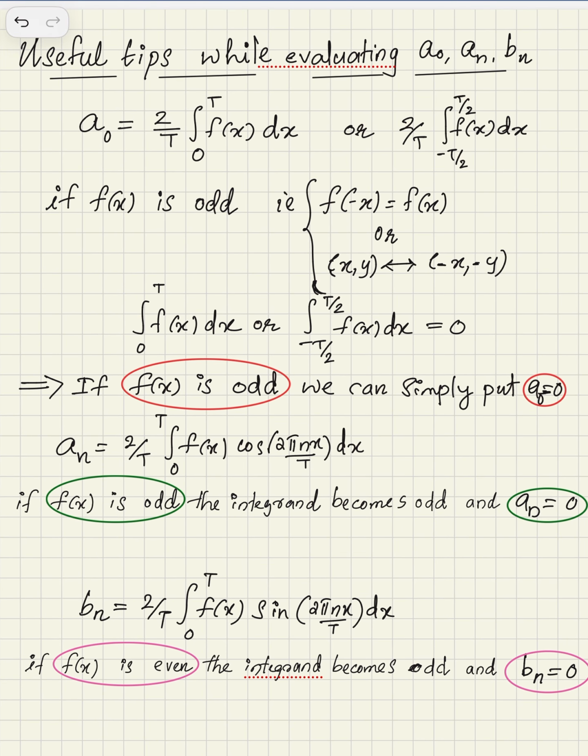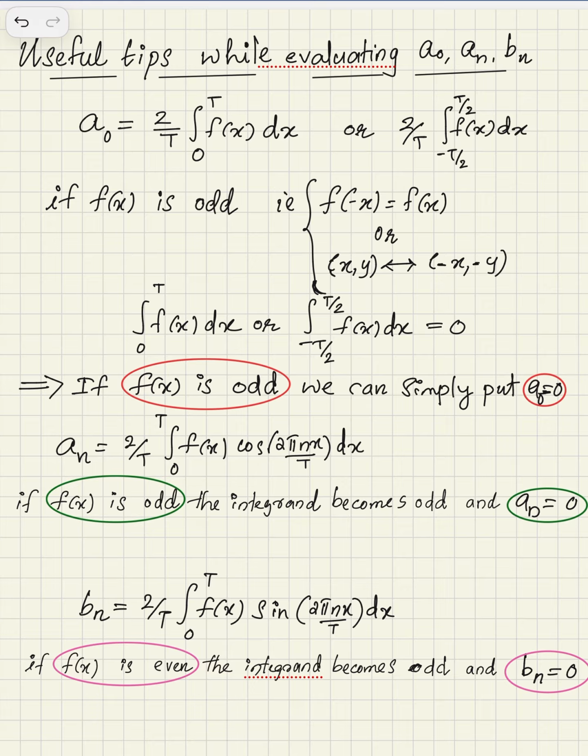Now I will give you some useful tips while evaluating a0, an and bn. a0 is the integral of the function over one period multiplied with some factor. Integration of any odd function from minus a to plus a is 0. So we can write the limit as minus T by 2 to T by 2 also, because the difference is simply the period. So if you are taking an odd function, then your a0 will be 0.